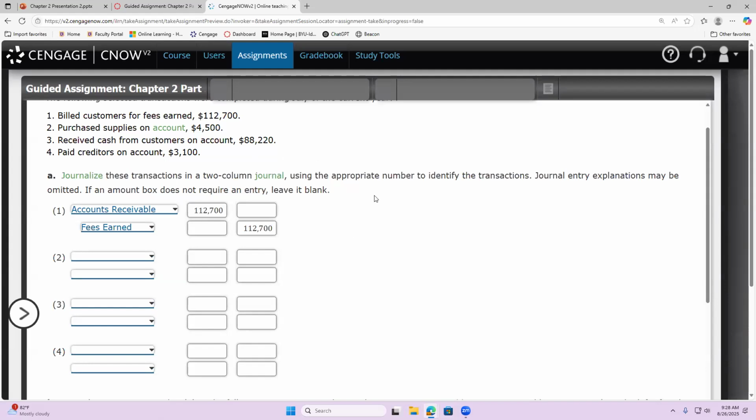Two, purchase supplies on account for 4,500. So my supplies are increasing. I'll debit supplies. And my liability accounts payable is also increasing, so I'll credit that.